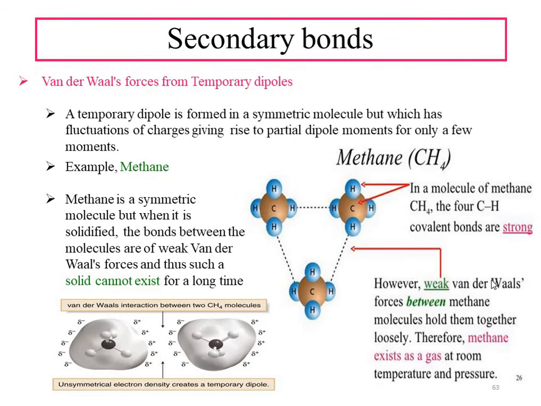Next is the temporary dipole. As the name suggests, the dipole is just temporary. We cannot fix a particular portion as a constant negative charge and a constant positive charge. The temporary dipole is formed in a symmetric molecule, but one which has fluctuation of charges giving rise to partial dipole moments for a few moments. Here the example is methane.